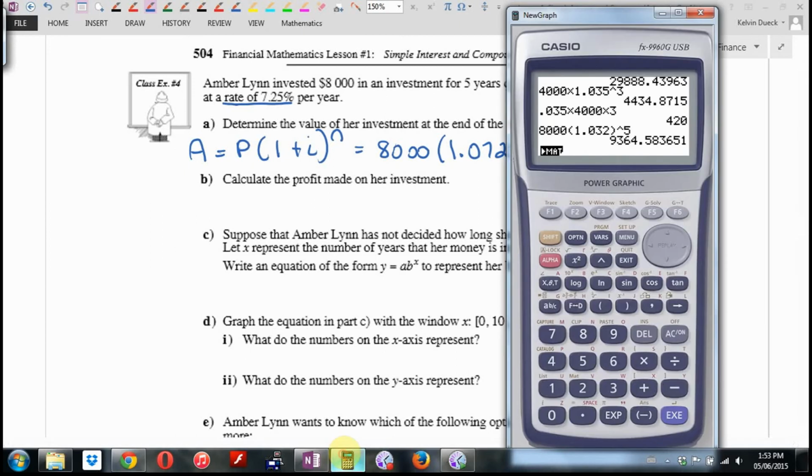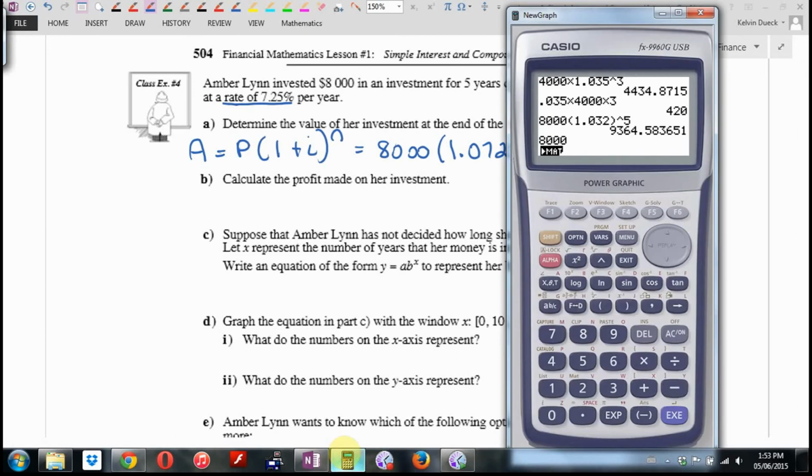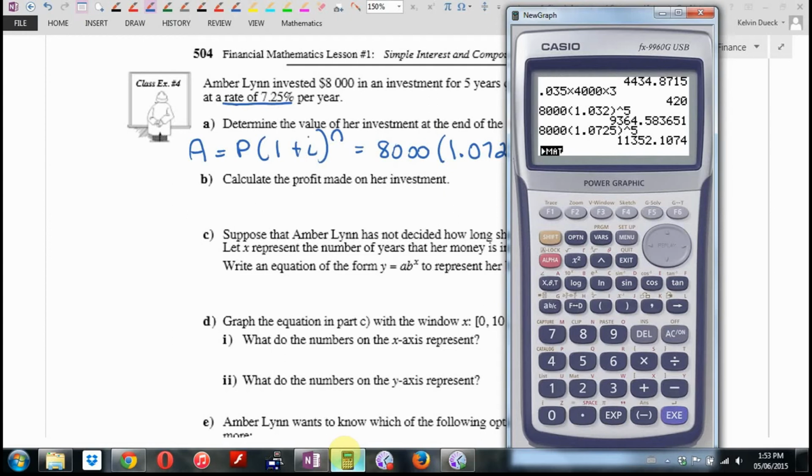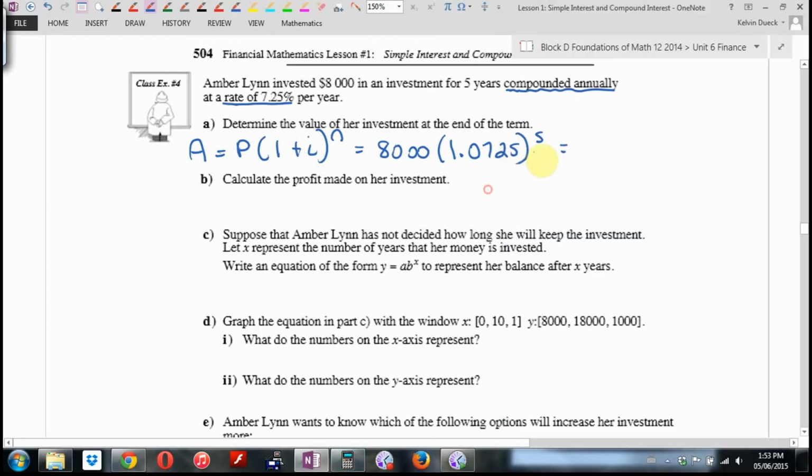Okay. 8,000 bracket 1.0725 to the fifth. Do you get $11,352.11? Yeah, it's $11,352.11 for part A. What's part B want me to find?